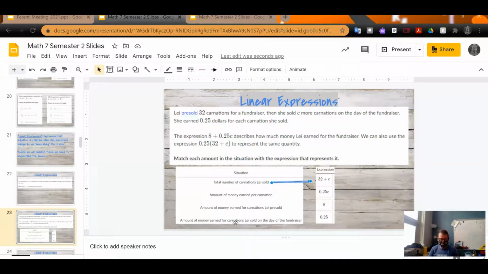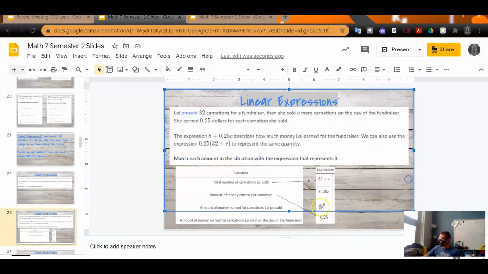Yeah, the amount of money earned per carnation was 0.25. Right? So that goes down to the bottom one, leaving only two options open. So the amount of money earned for carnations Lee pre-sold. Well, Jocelyn, how many did she pre-sell? And how much did she make per flower? And when we do that math, it comes out to be $8. So this also goes straight across.